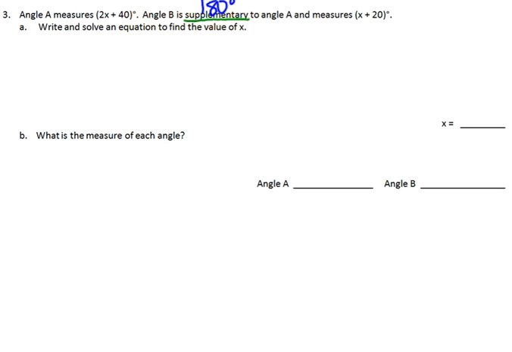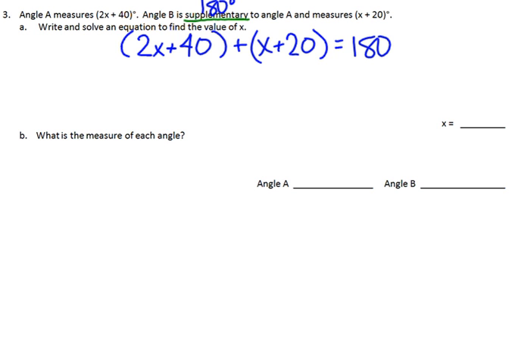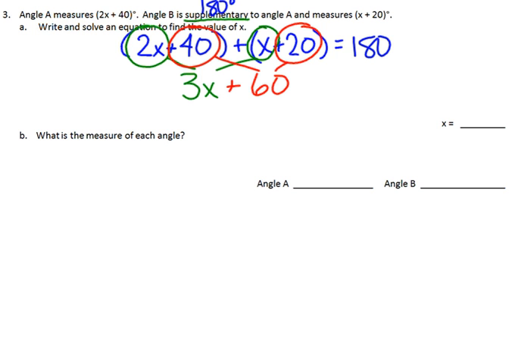So I'm going to take my first angle, which is 2x plus 40, and then I'm going to add the second angle, which is x plus 20, and all together it needs to equal 180 degrees. From here, I'm going to combine like terms. 2x plus 1x equals 3x, and then 40 plus 20 equals 60. From there, bring down the rest of your equation, and we can solve for x.